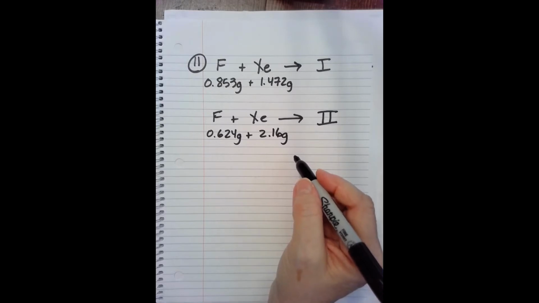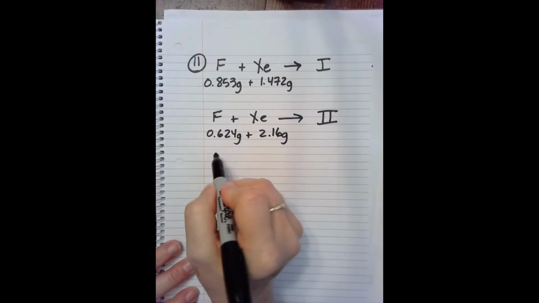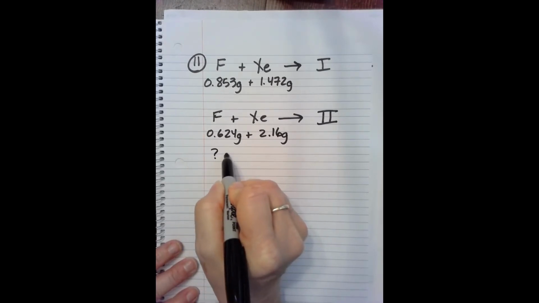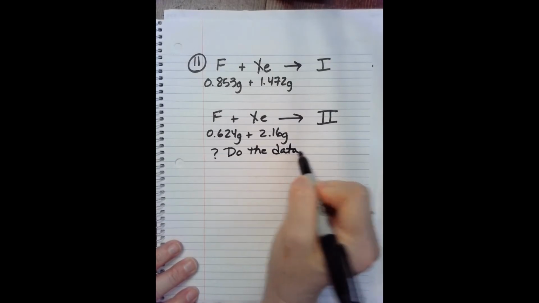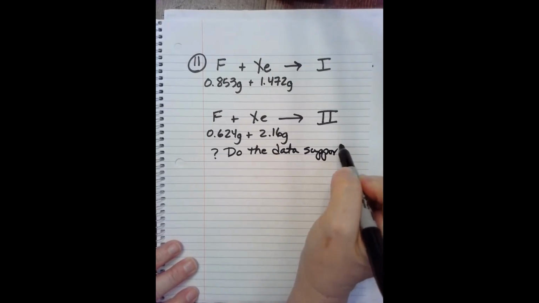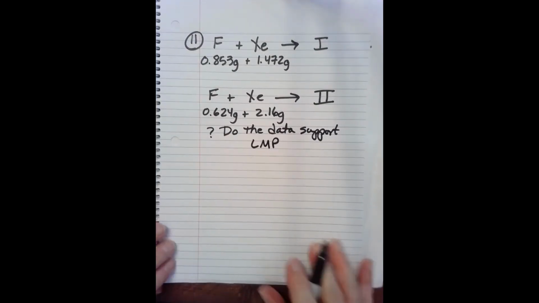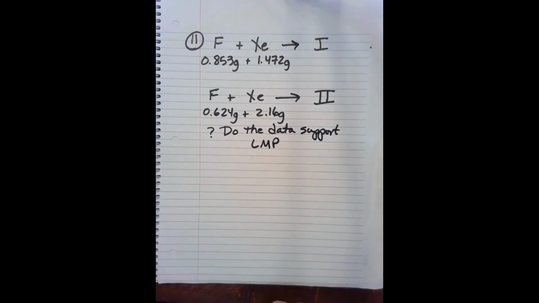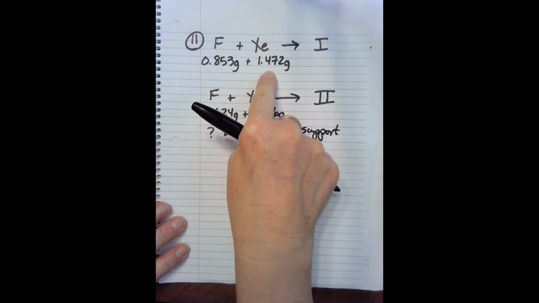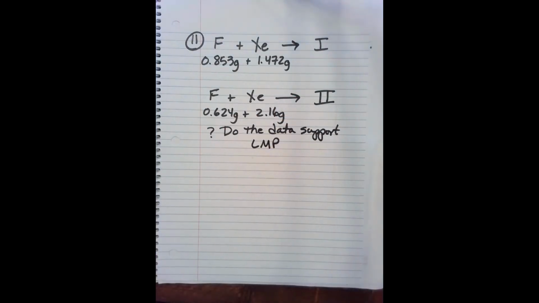All right, so all four numbers are different. Again, the question is, do the data support the law of multiple proportions? Because all four numbers are different, we need to find how these numbers compare to each other, so that we can then compare what's going on here.